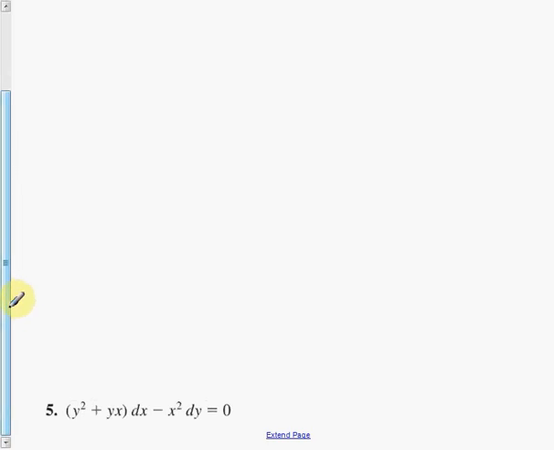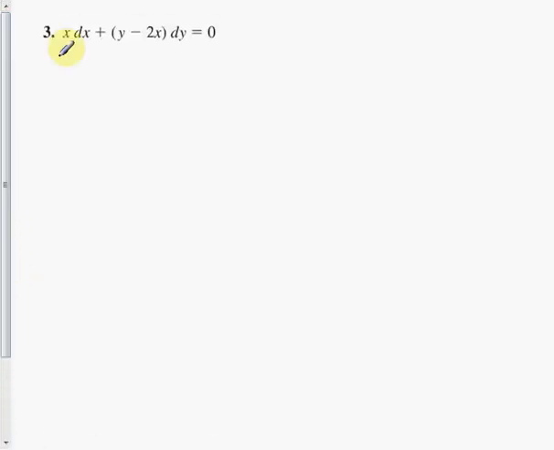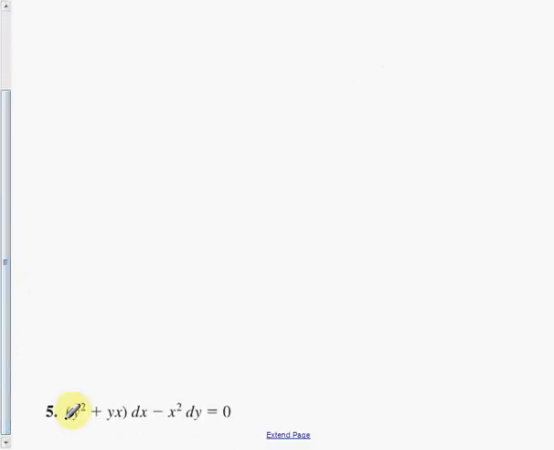Let's take number 5. It seems to be more to it. Number 3 kind of reminds us of the previous problem, so let's look at something a little bit different. Let's take number 5.